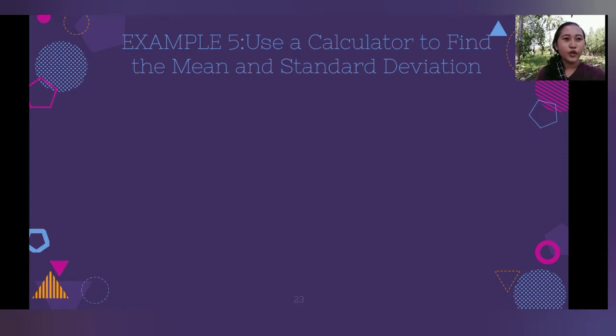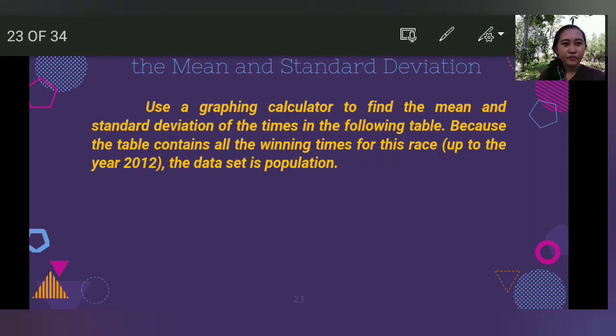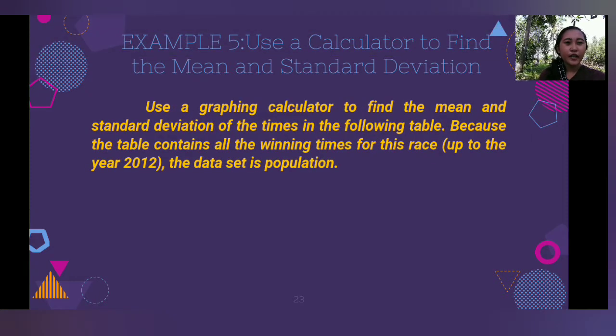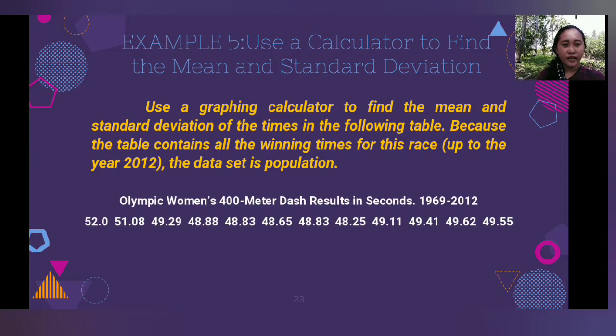We have here example number 5. Use a calculator to find the mean and standard deviation. We use a graphing calculator to find the mean and standard deviation of the times in the following table. Because the table contains all the winning times for this race up to the year 2012, the data set is a population.